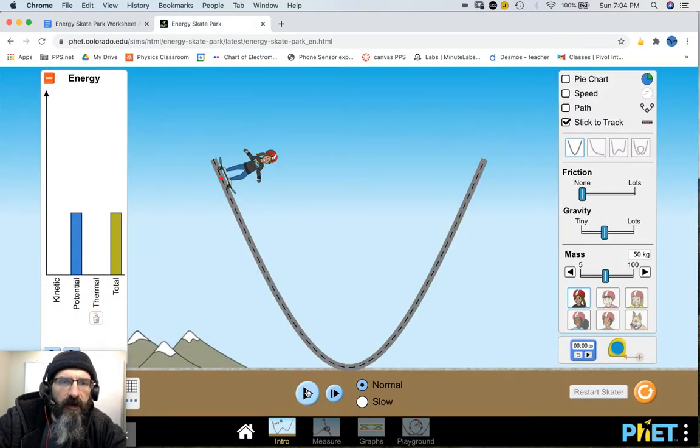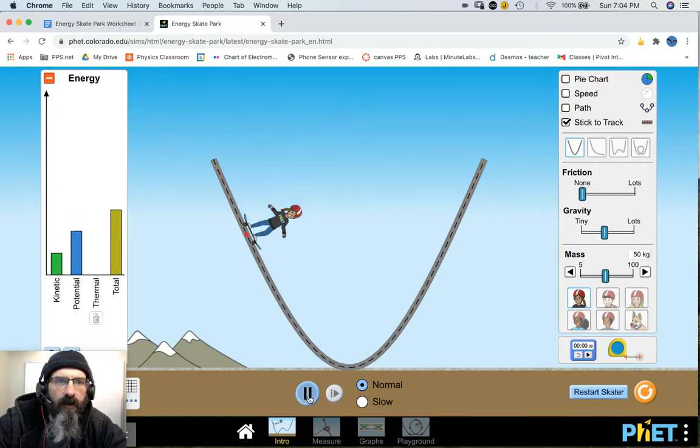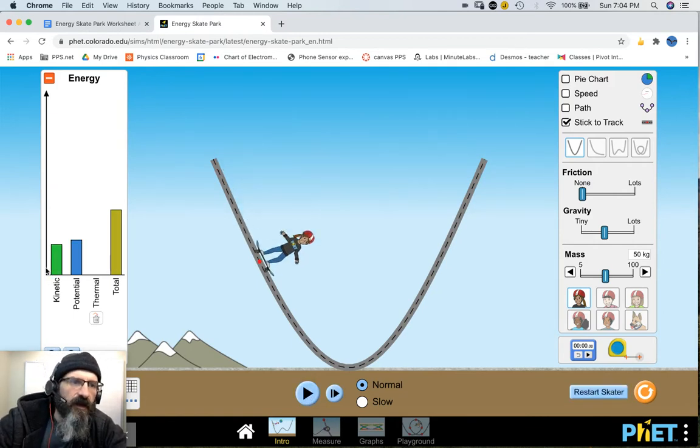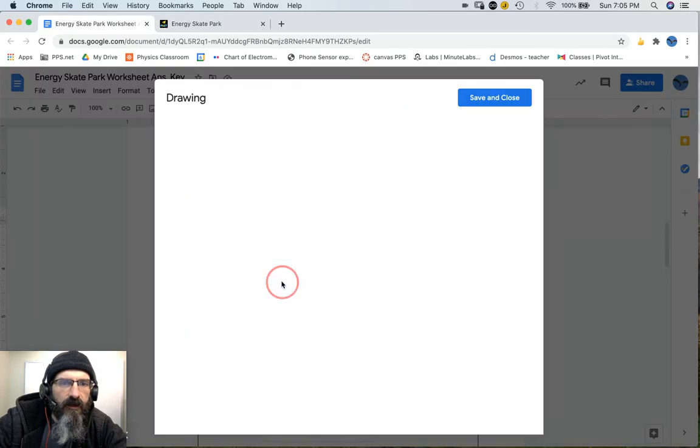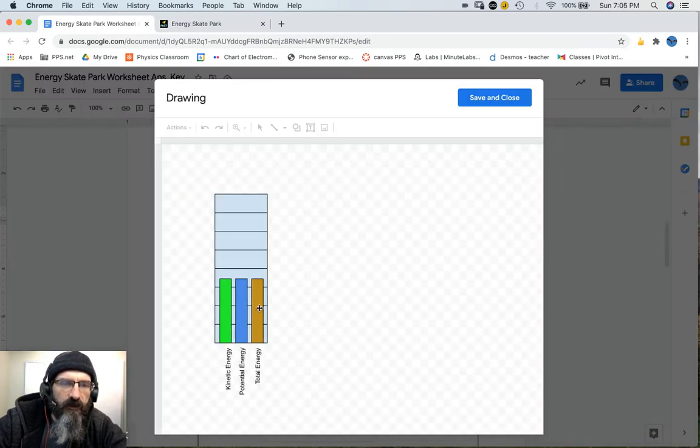All right, I'm going to start it and try to pause at position 2. Whoop, I kind of missed. Let's try it again. You'll notice we have to actually do it while the simulation is running. You can't just put them at position 2. All right, that's pretty good. We can see kinetic and potential are pretty equal. And the total energy hasn't changed. So I'm going to bring that up, put it there.